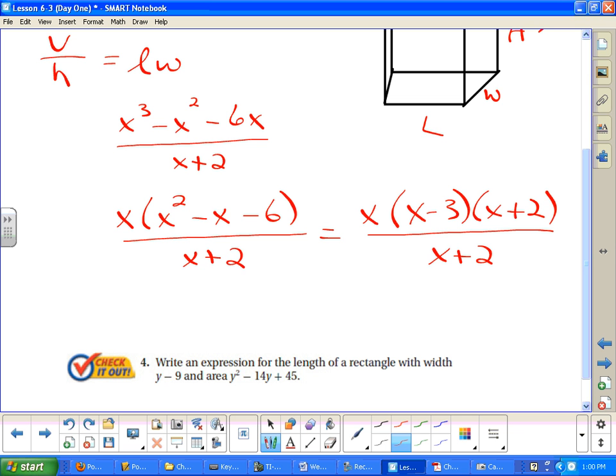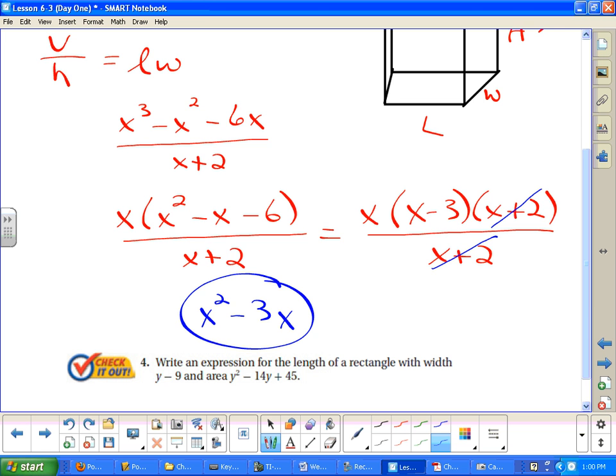Hey, that works out nice, because I have a factor of x plus 2 in the numerator, and a factor of x plus 2 in the denominator. So those two things can cancel, and I get x squared minus 3x is the area of the top. And I could even say that x could be the length and x minus 3 could be the width, couldn't I? Okay. All right.